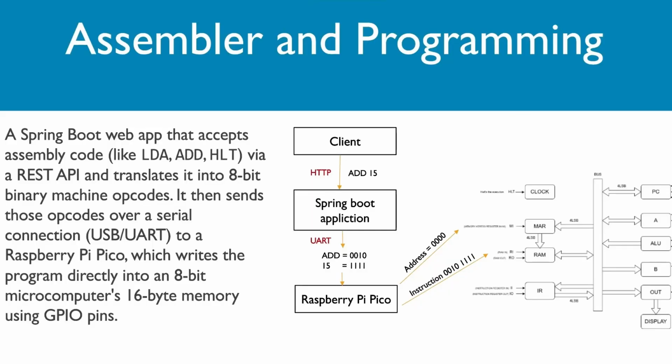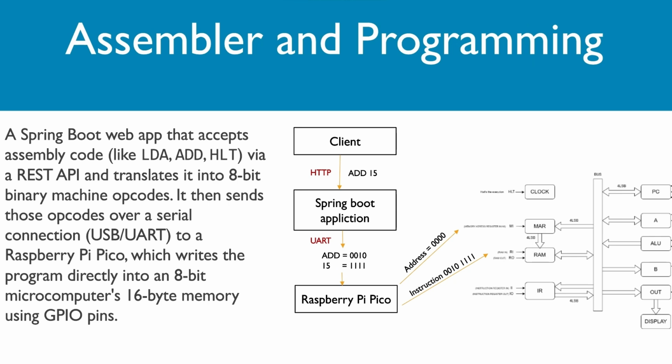So let me start with the overall architecture of this assembler programmer. Firstly, there is a web client where we will write our program in assembly language. For example, we wrote an instruction add 15, and through the HTTP protocol, it will go to the Spring Boot application which I have created. So this add 15 will go to the Spring Boot application through HTTP protocol.